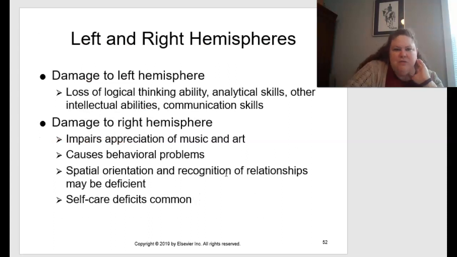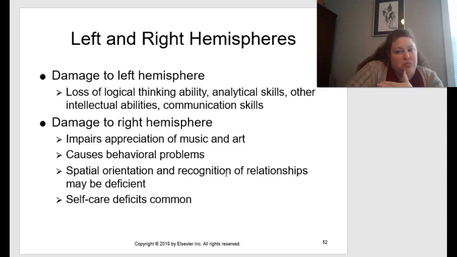What about with your left and right hemispheres? What happens if there's neurologic dysfunction here? Well, if we have damage to the left hemisphere, then this can cause a loss of logical thinking and ability, of analytical skills and other intellectual abilities, as well as communication skill losses or deficits.